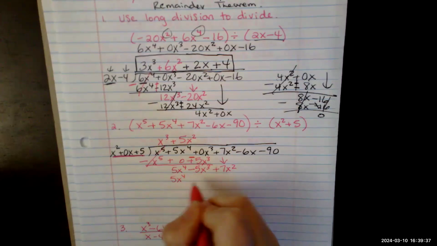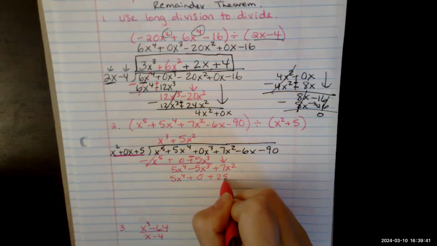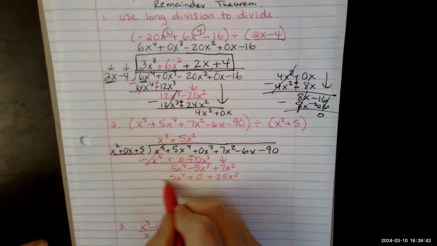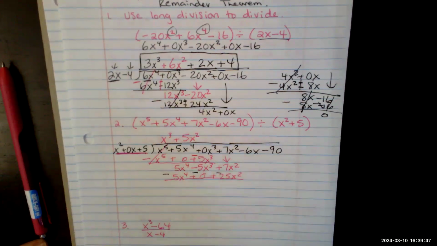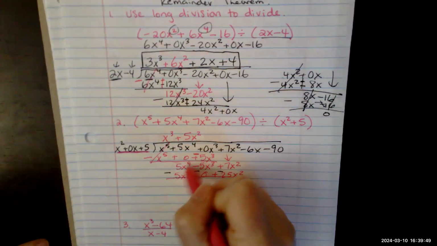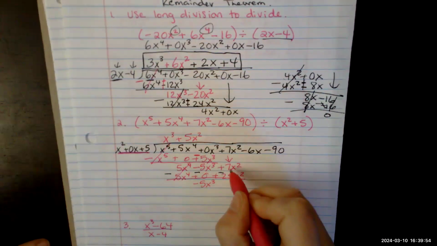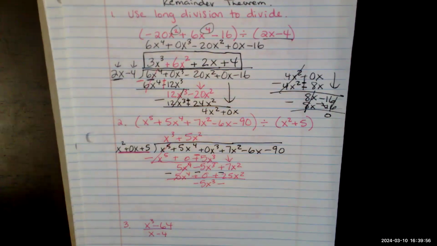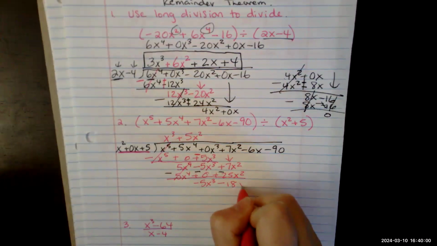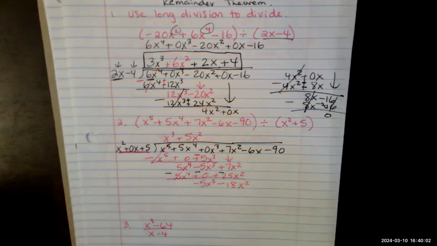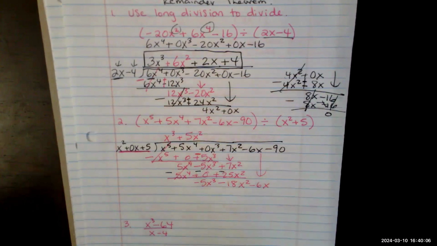That gives me 5x to the fourth plus 0 plus 25x to the second. Make sure you're subtracting each thing. So that goes away. This just stays negative 5x to the third. But here I need to be careful. 7 minus 25 is negative 18 x to the second. Bring down the next term, and we go again.